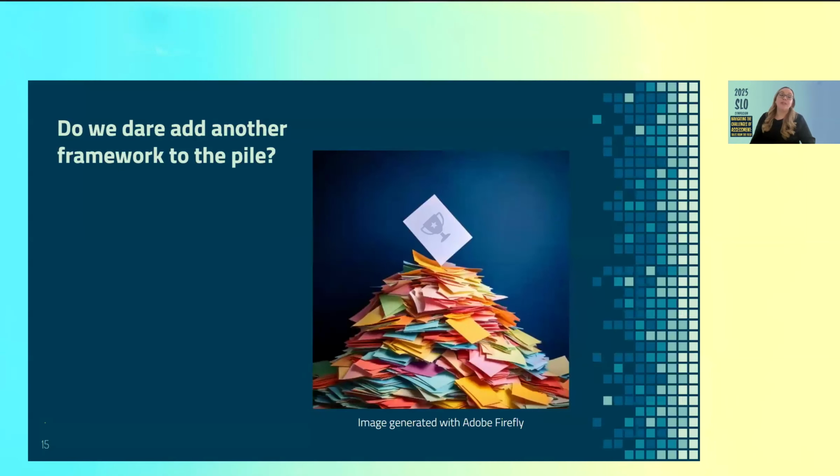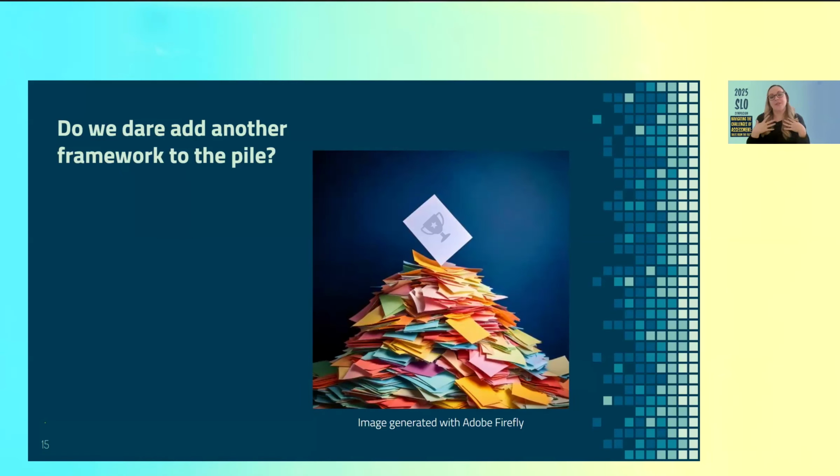Okay, so do we dare put another framework on the pile? Do we dare just add our voice to the chorus of voices that are already singing so loudly in this space? I don't know. I'm not so confident that the world needs another AI framework.